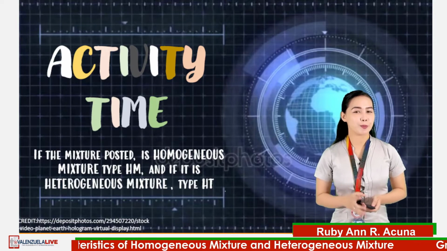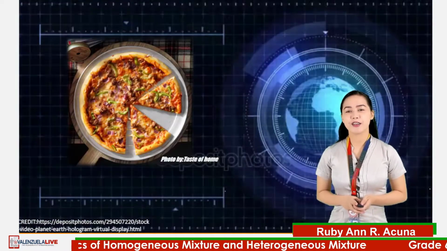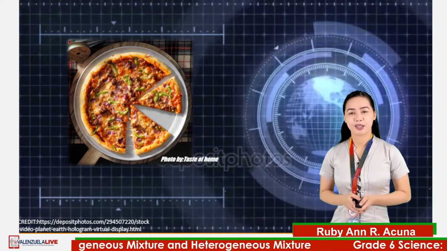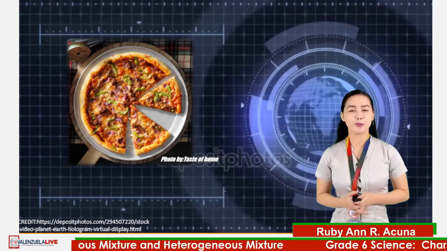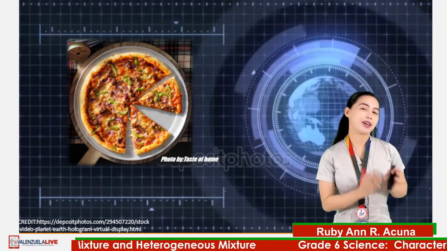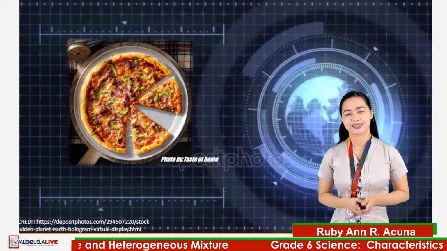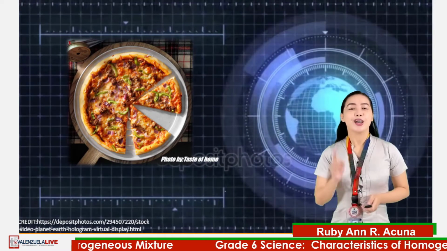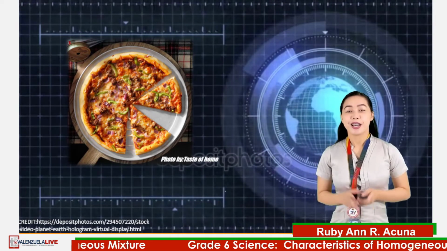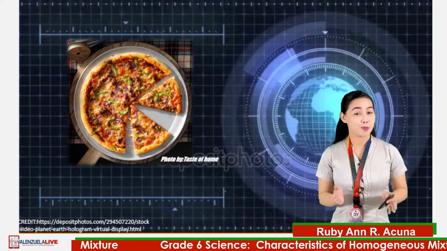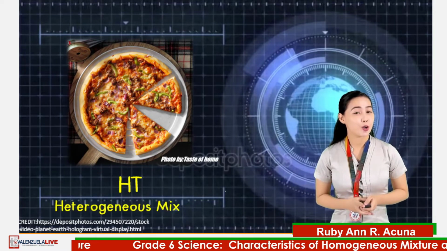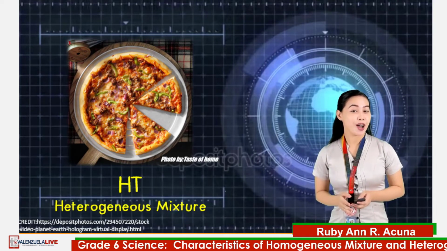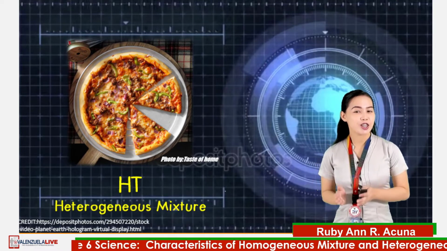For our picture number 1, we have here a pizza. So type your answers below, HT or HM. You are right. Pizza is a solid-to-solid mixture. We can distinguish the components or the ingredients in that, and that is why the answer is HT.